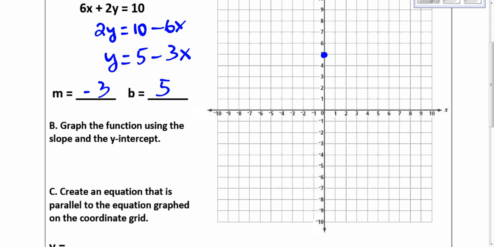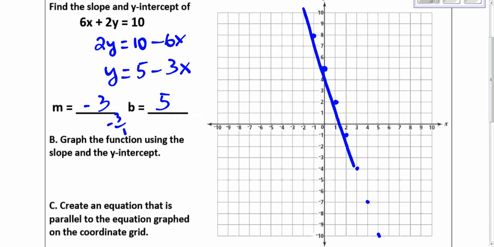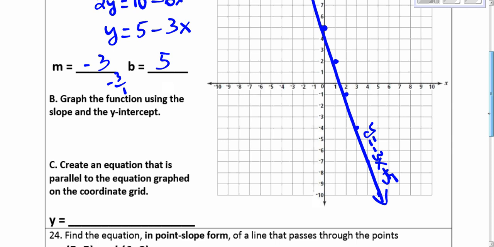Start at the y-intercept. And since the slope is negative 3, that's negative 3 over 1. Down 3 over 1, down 3 over 1, and the other way. Until I get out a ruler. I don't have one, so I'm going to do my best here. Not bad. Arrows, label.